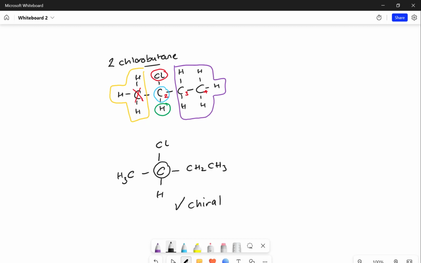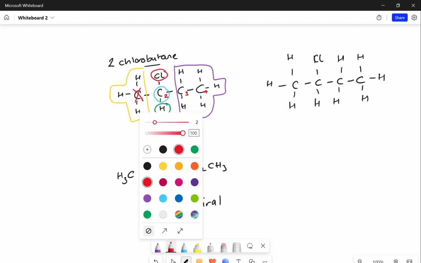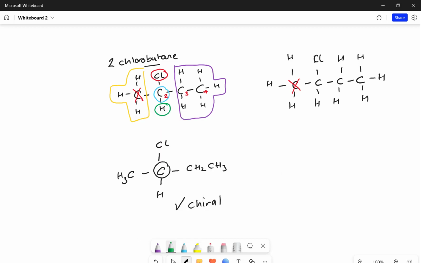So again, if I have a look at my structure, and just quickly draw it out. I'm drawing the exact same structure. And we said we have a Cl here. We already said that this one is not chiral because it had 3 of the same groups, 3 hydrogens attached, so it cannot be chiral. We said this one is chiral because it had that CH3, that chlorine, the hydrogen, and that CH2, CH3 group, so that is chiral.